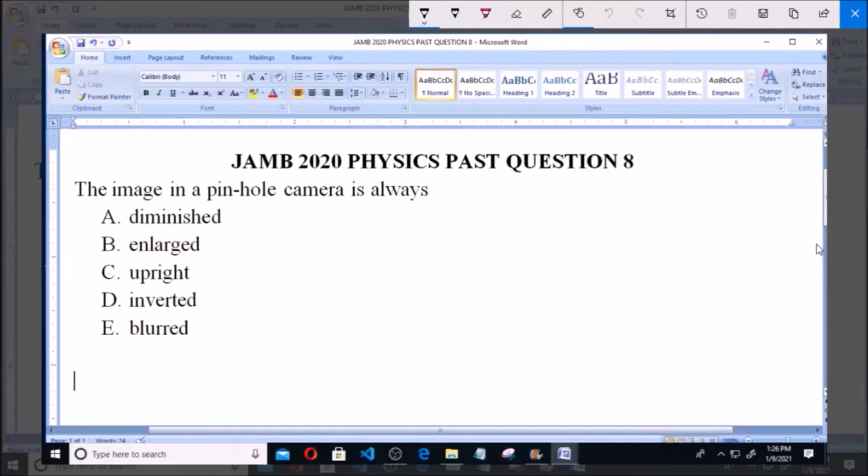Good day and welcome. I will be answering Jamb 2020 Physics Past Question 8. The image in the pinhole camera is always A, diminished, B, enlarged, C, upright, D, inverted, and E, blurred. Now let's look at what a pinhole camera is. Now, a pinhole camera is just a simple setup, like in form of a box.